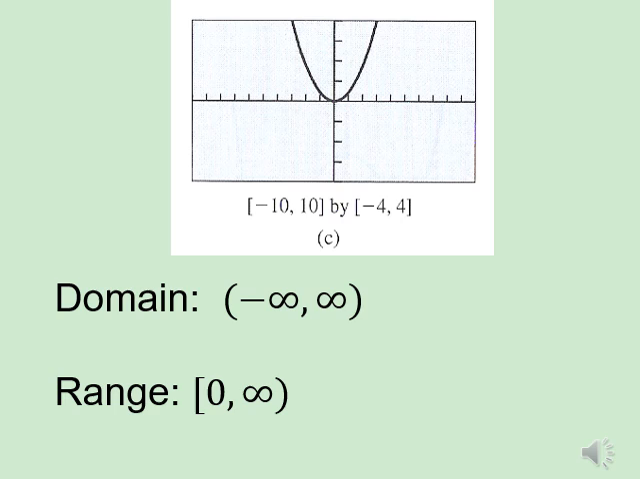So on this one, sooner or later, you're going to cover all the possible x's on the left and on the right, and that's why the domain would be negative infinity to infinity. On the other hand, the range, you never have any negative values of y. The bottom of it is at the origin, so that's why we go from 0 to infinity.